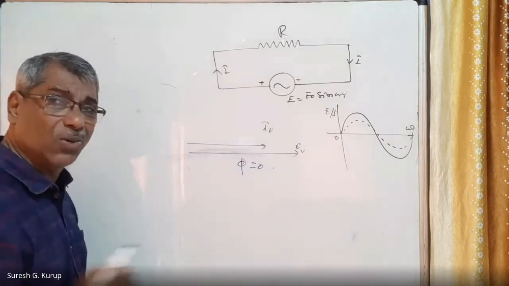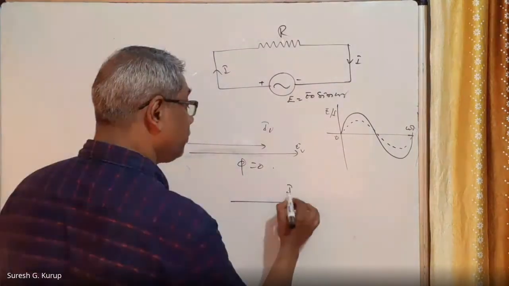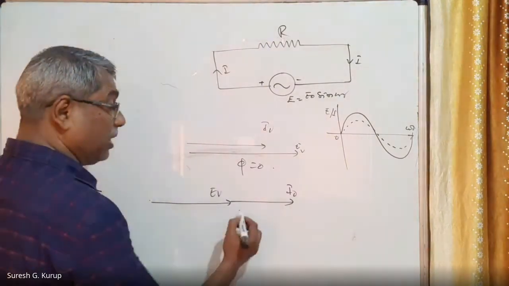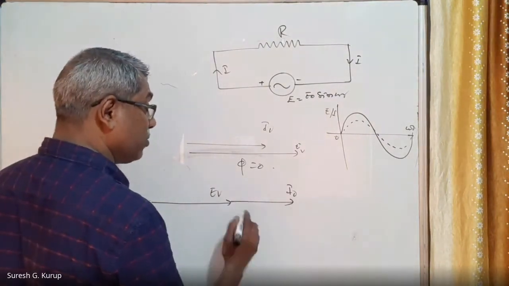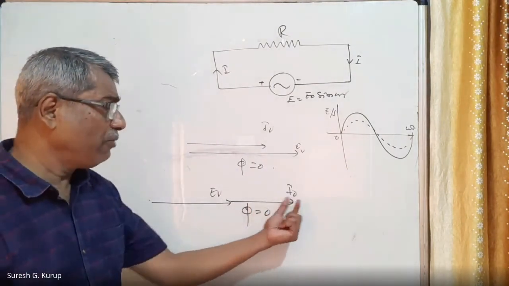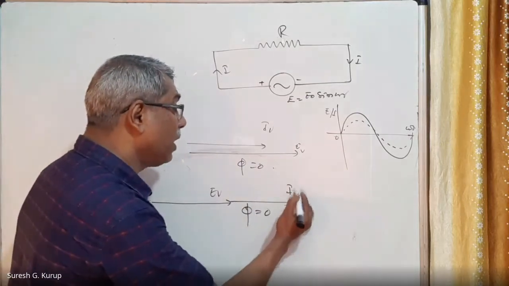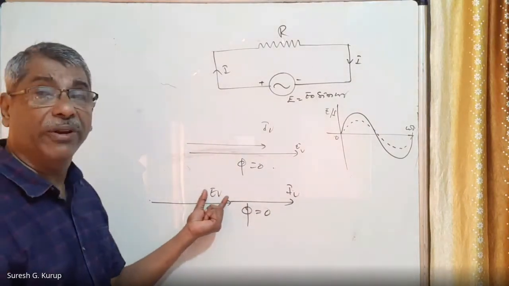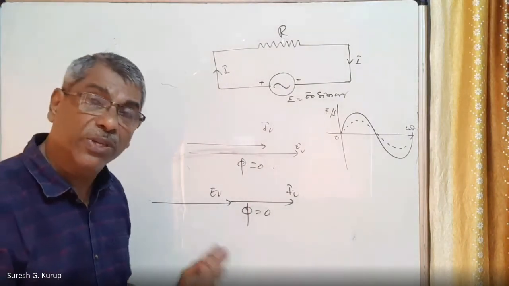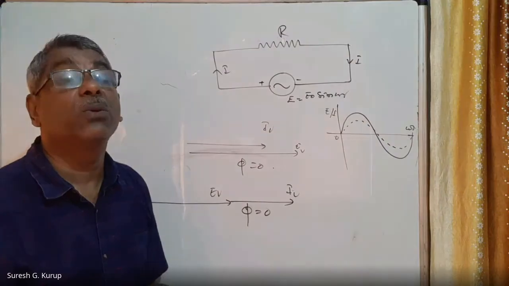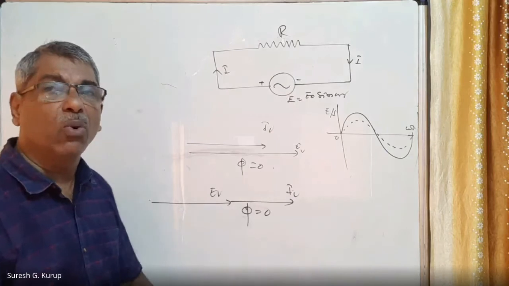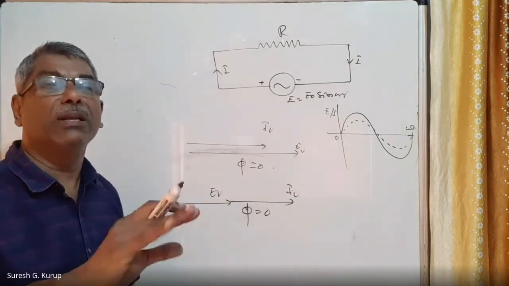This can be said like this also. Suppose this is Irms and this is Erms. Phi is equal to 0, we can write. That means the current and EMF, this is the current phasor Irms, and this is the voltage phasor Erms. Both are in the same phase. Further, the same phase means they are parallel, the current phasor and the voltage phasor both moving in the same way.